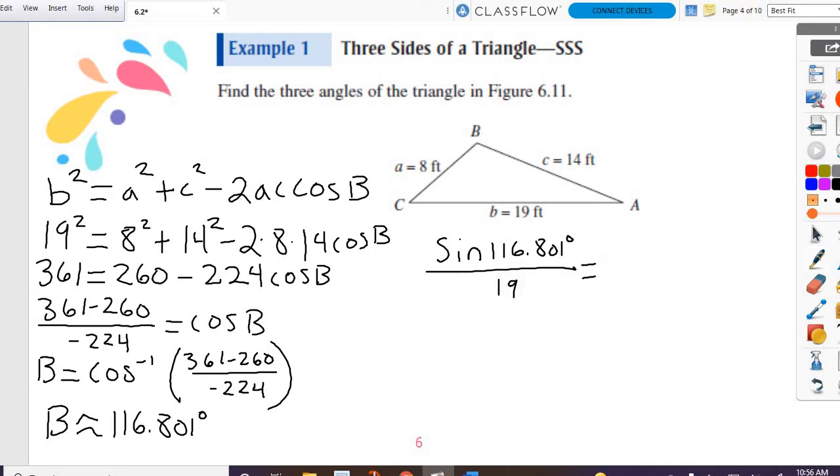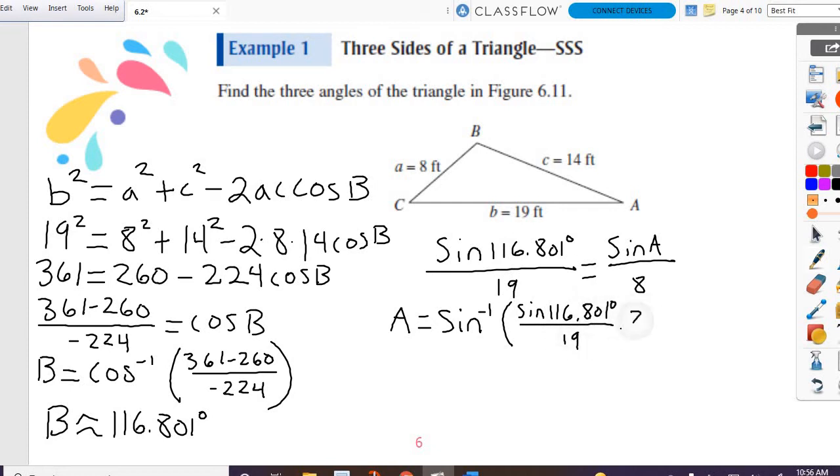Then which angle do we want to solve for next? From here, it doesn't matter. Okay, so I would have sine of big A divided by 8. How do I solve for big A? And then inverse sine. Agreed. Okay, so what do we get for A? 22.075.